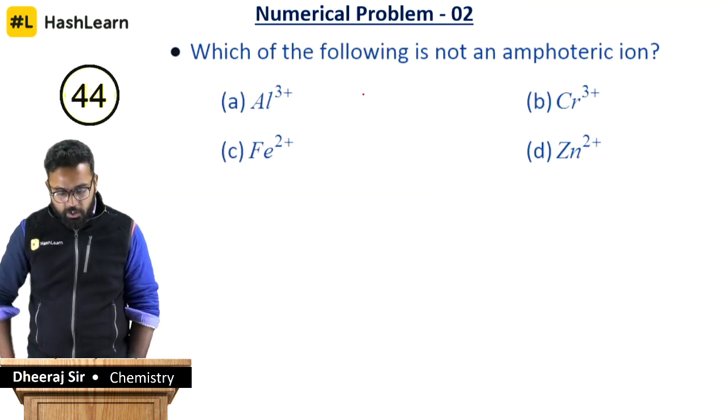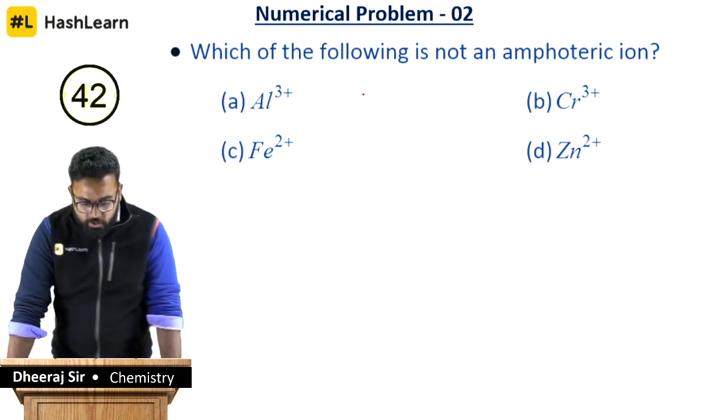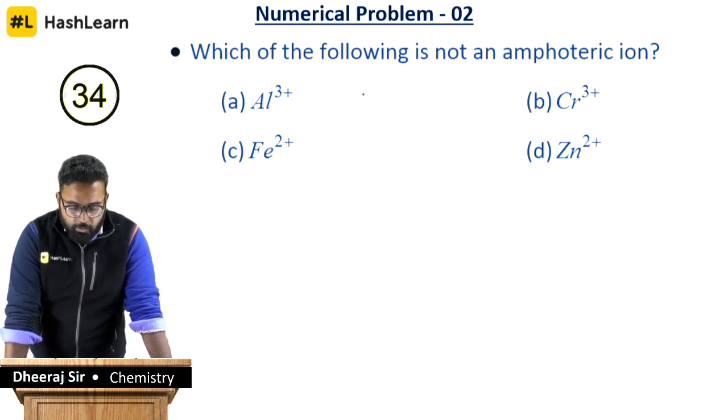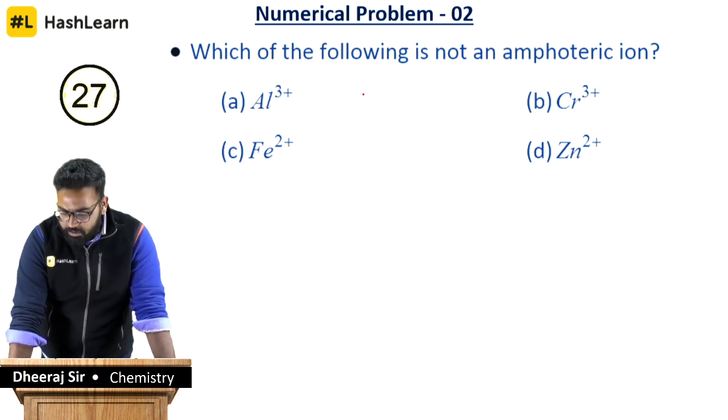So moving to the second question. Which of the following is not an amphoteric ion? Aluminium 3 plus, chromium 3 plus, Fe2 plus and Zn2 plus. It shouldn't take us too much time, and it is not something that needs detailed understanding either.